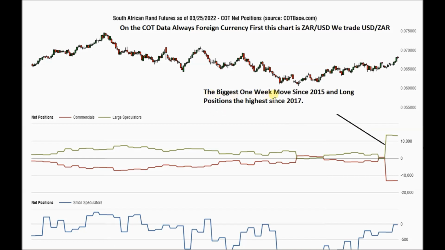You can see it. It's the biggest 1 week move since 2015 in terms of speculators coming in long. And this long position is now the highest since 2017. So speculators have bought really hard. Commercials, the hedgers, they've moved their hedges, okay? They've gone against the speculators. In the short term, we think that too many speculators are long the Rand, and we will see a retracement. I just need to now look at some other data in relation to GBP ZAR.